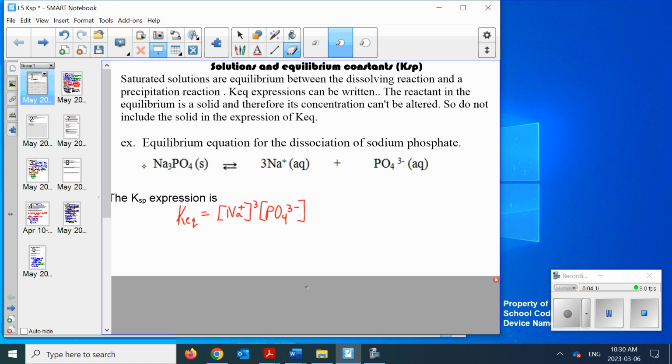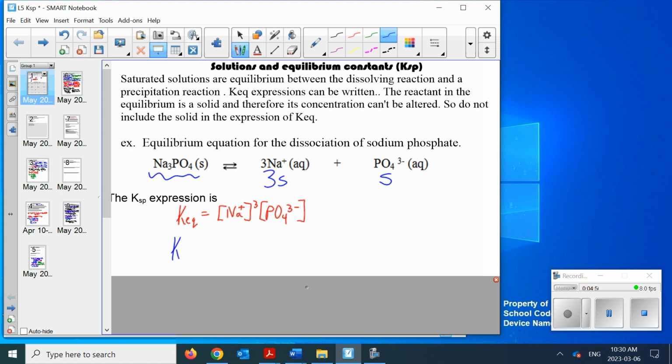Except we're going to use the variable s. And for me, it's a crappy variable, because my s's look like 5s. S, that's our variable, breaks up. 3s of these form, and 1s of these form. That's just because of the way the formula unit is made up. And that's why I said to leave a space.